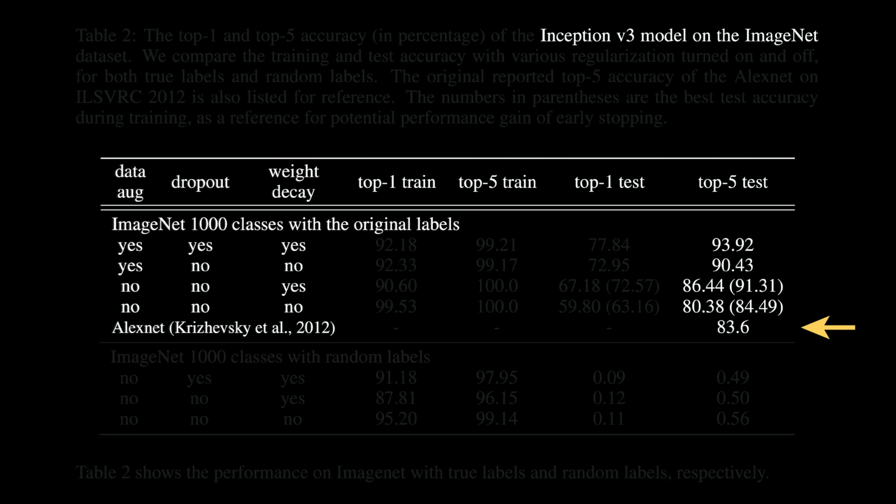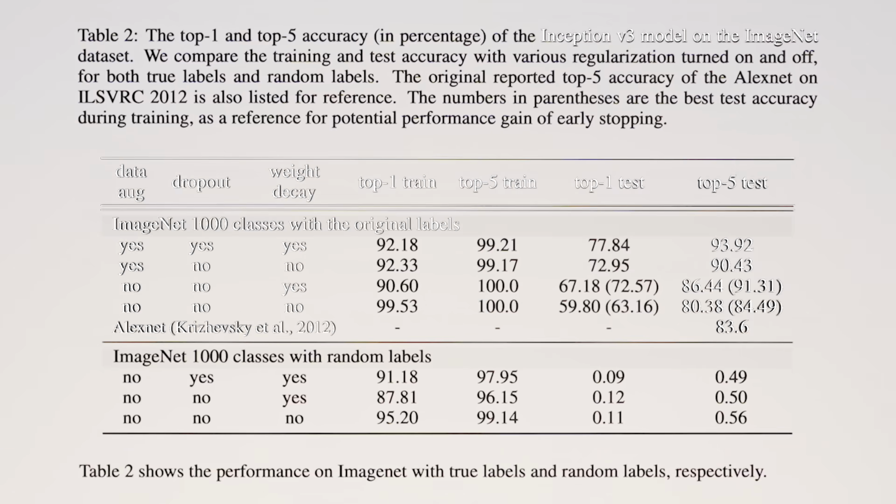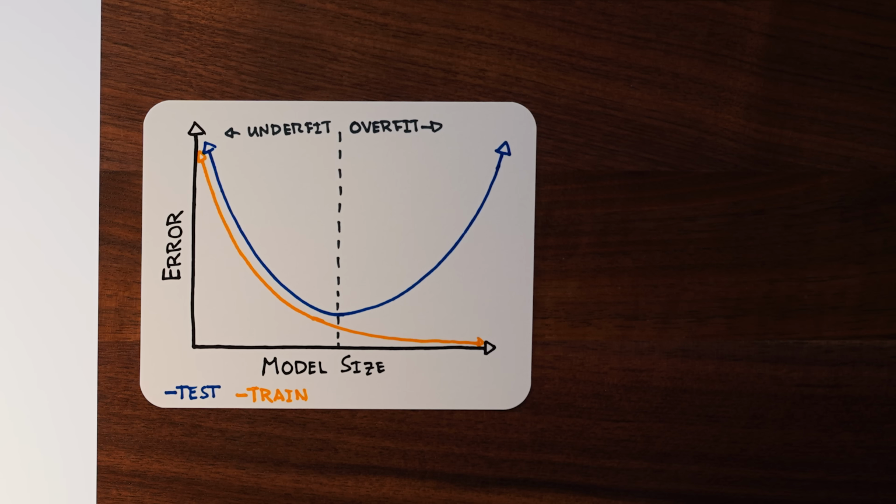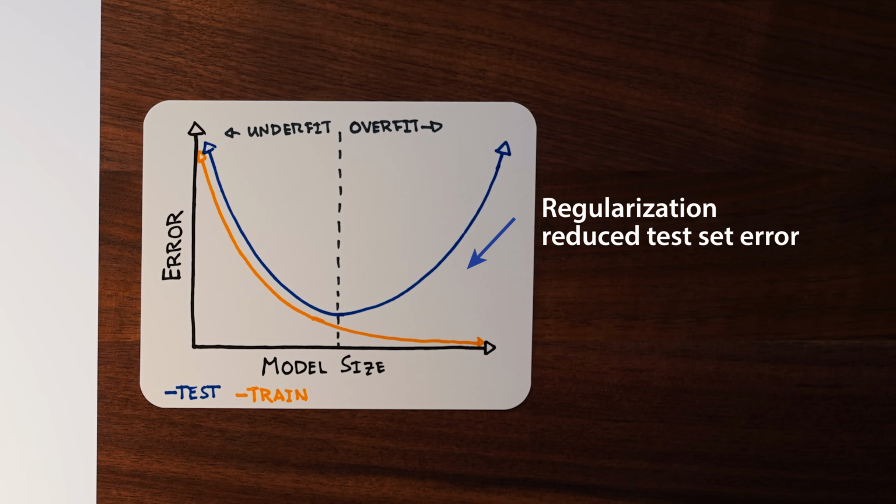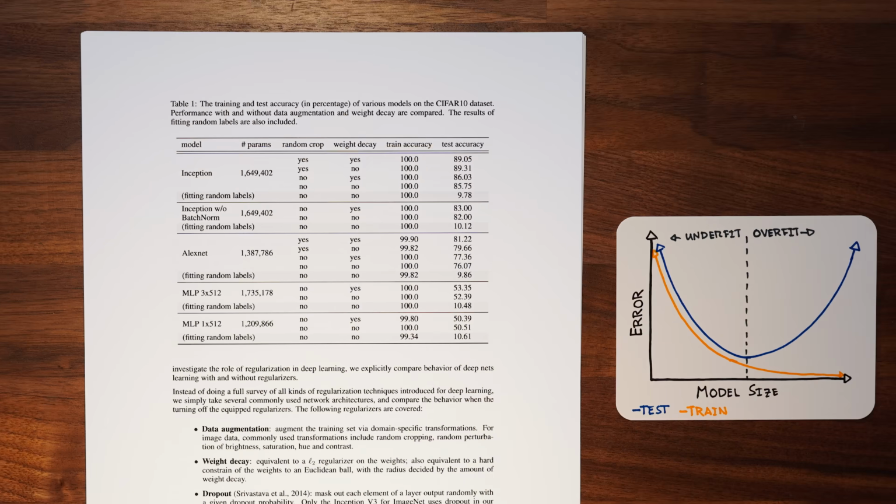And even more interesting, when regularization did make these modest improvements to test set accuracy, it had very limited or apparently no impact on training set error, as we would expect if regularization was moving our model back towards the center of the bias-variance curve.